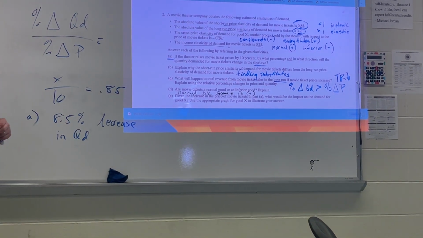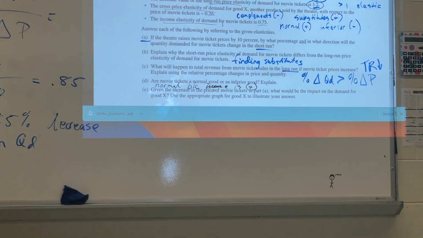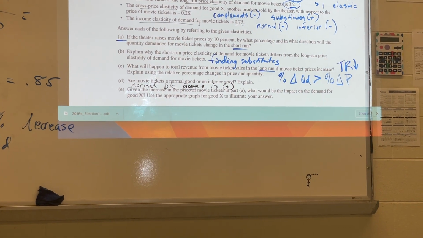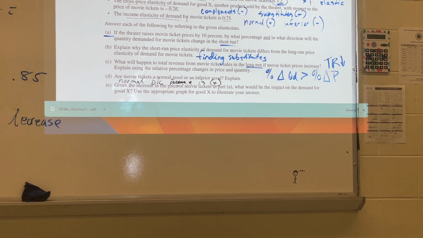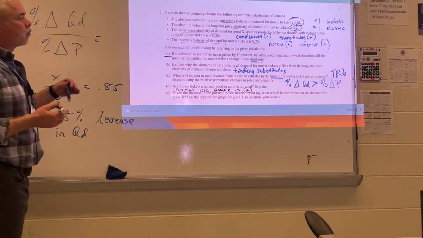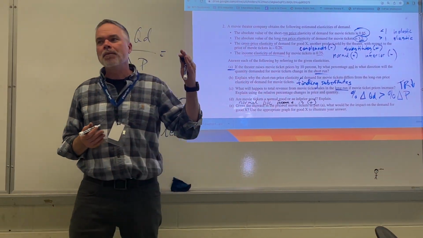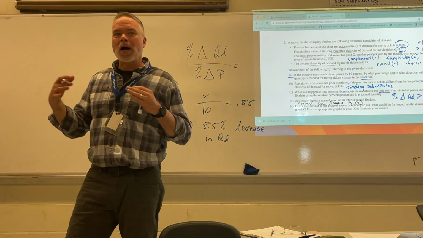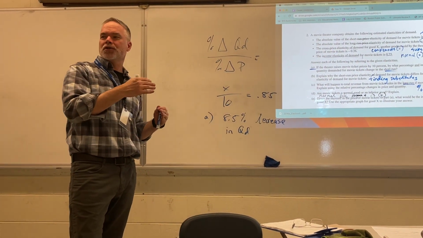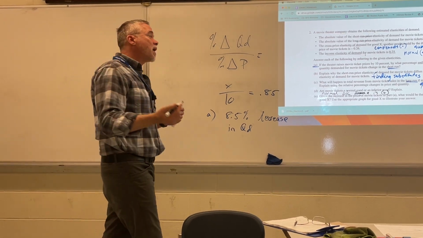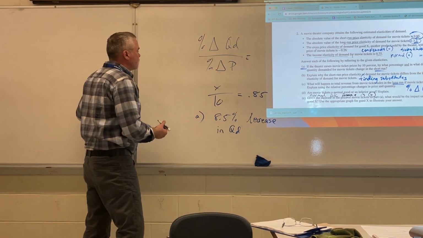Given the increase in the price of movie tickets, what would be the impact on the demand for good X? So let's just say good X is popcorn. It's a little easier to understand. If the price of movie tickets goes up, are people going to be buying more popcorn or less? They're going to make fewer movie ticket purchases, there are going to be fewer people going to the movies, so the demand for popcorn is going to decrease.